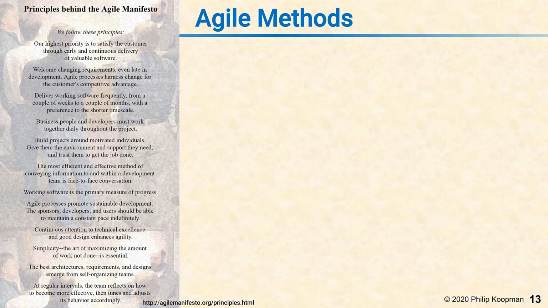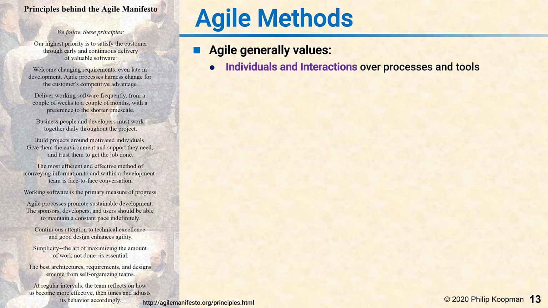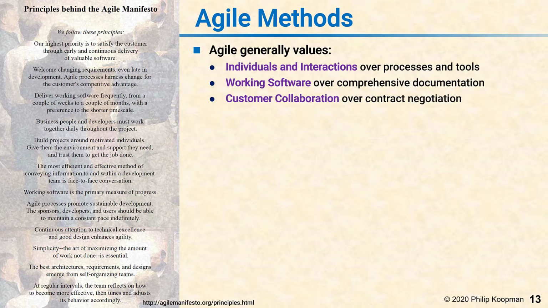There's a thing called the Agile Manifesto, which is worth a read, and a summary of some of the key values is it values individuals and interactions over processes and tools. It values working software over comprehensive documentation. It values customer collaboration over contract negotiation, and it values responding to change over following a plan.